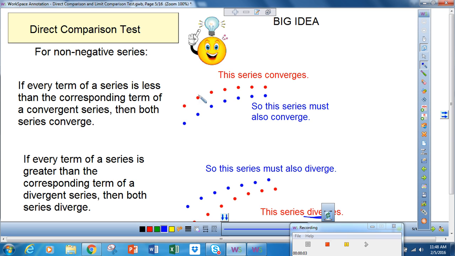So the red is a known convergent series. If the blue series is consistently smaller than the red, then we know that the blue series would also converge. And here we're showing that the blue series is a known divergent series, and if the red series is smaller, then it would also diverge. I'm sorry, I said that wrong. The red is the smaller one, and it diverges. Then the blue has to diverge as well.